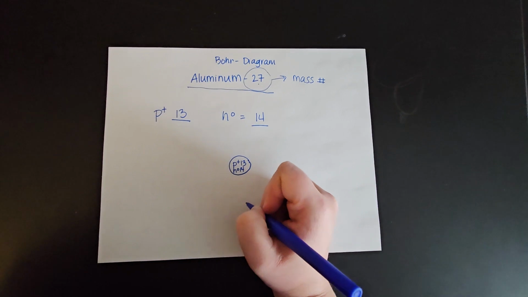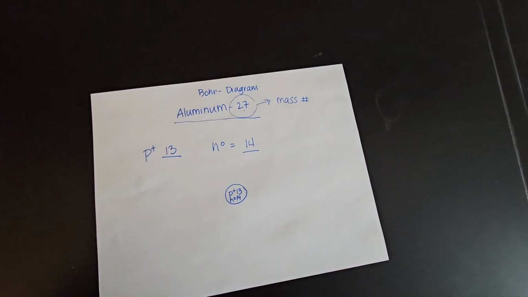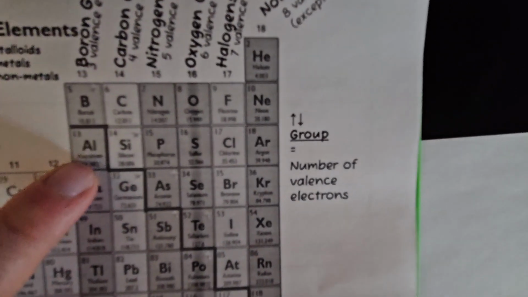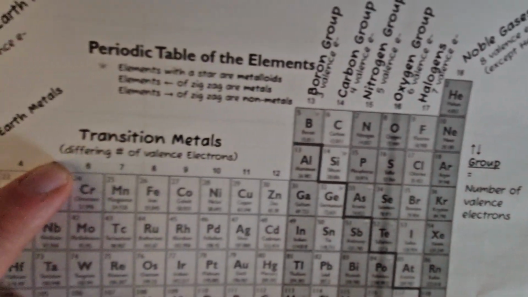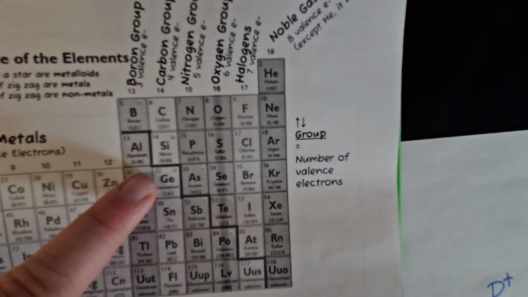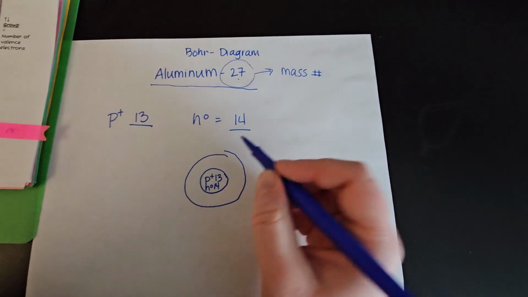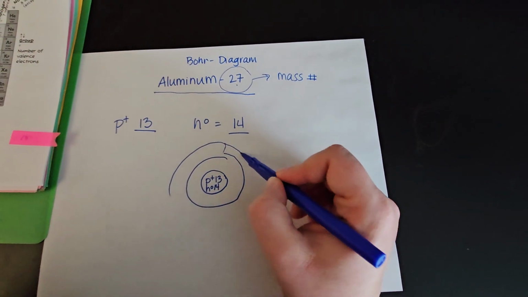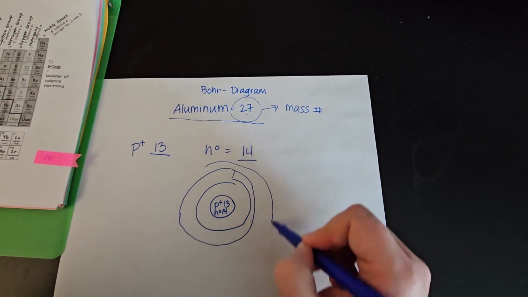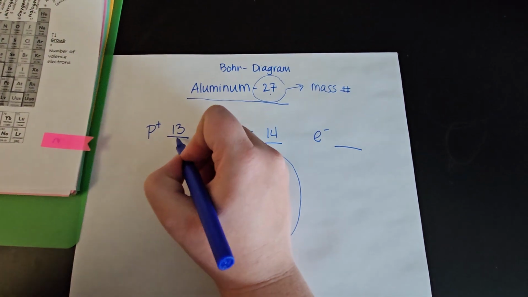Now, we need to look at our periodic table to determine how many electron shells this element has. So if we look at our periodic table, right here on aluminum, we see that aluminum is in period 3 and aluminum is in group 3 also. So if it's in period 3, we know we have 3 shells. 1, 2, 3.